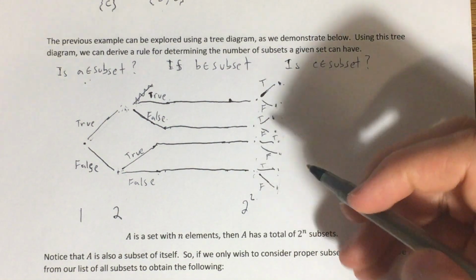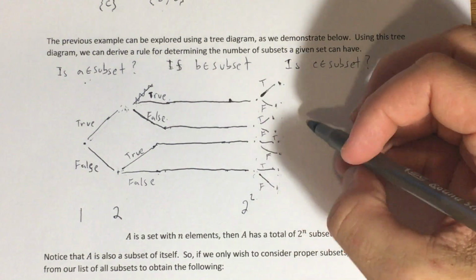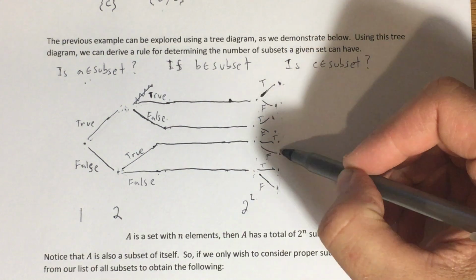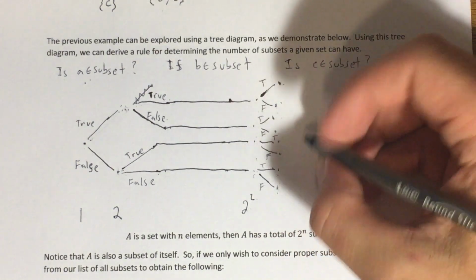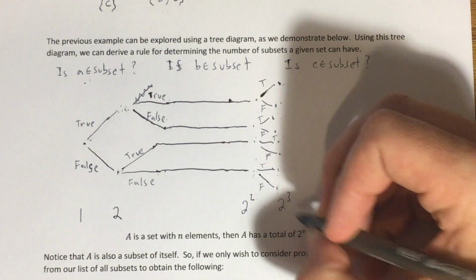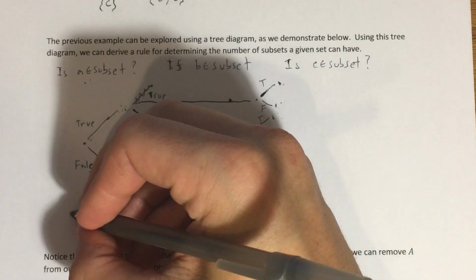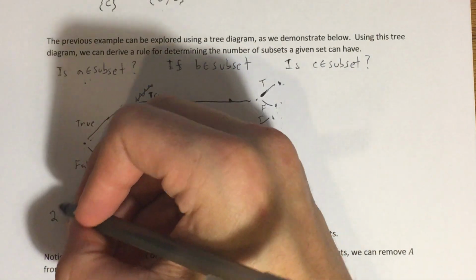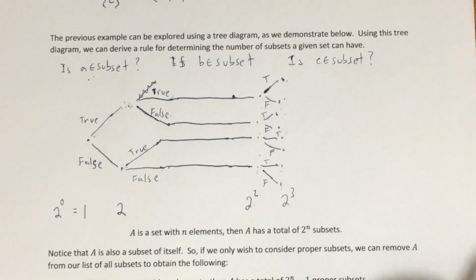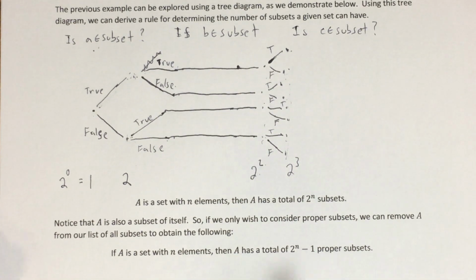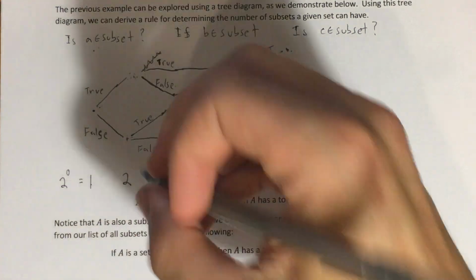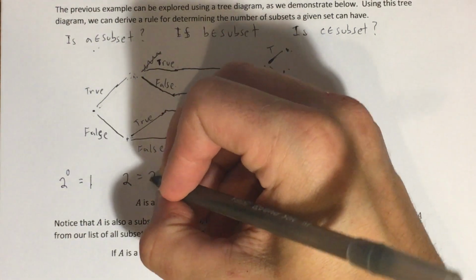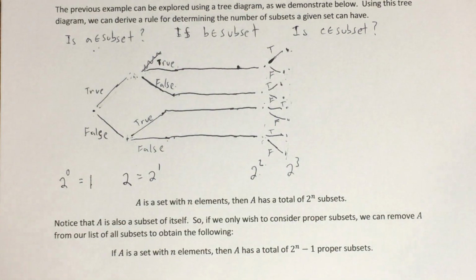1, 2, 3, 4. Each of those 4 paths will branch off into 2 separate paths, so that doubles the number of choices once I get to this part of the tree. 2 cubed. Notice also, the number 1 here is equivalent to 2 to the 0 power. You should know this from algebra. Any non-zero number to the power of 0 is equal to 1. And 2 is the same thing as 2 to the first power.